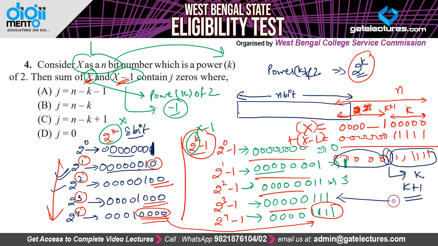So in total, if we have n bits, out of these n bits, these many bits are ones. Then how many zeros are there? There are n minus of k plus 1, which is representing n minus k minus 1. Okay, so the answer is n minus k minus 1, which is option number A. And that is the correct answer for this given question. I hope that you understood this one. And I feel that you really enjoyed this question. I also enjoyed solving this one.